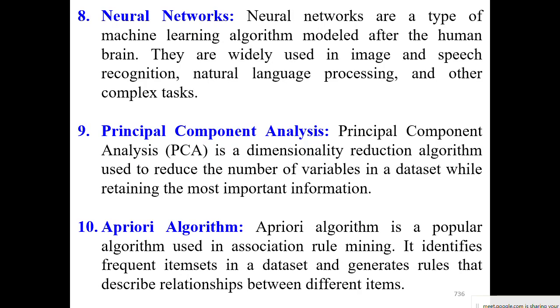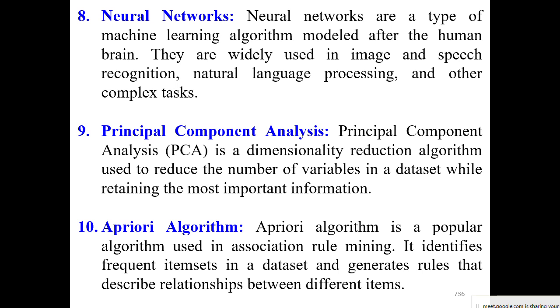Neural network is one of the classification techniques, and it is a type of machine learning algorithm. It is modeled after the human brain. Like how a human brain works, neural networks create artificial neurons. They are widely used in image and speech recognition, natural language processing, and other complex tasks.